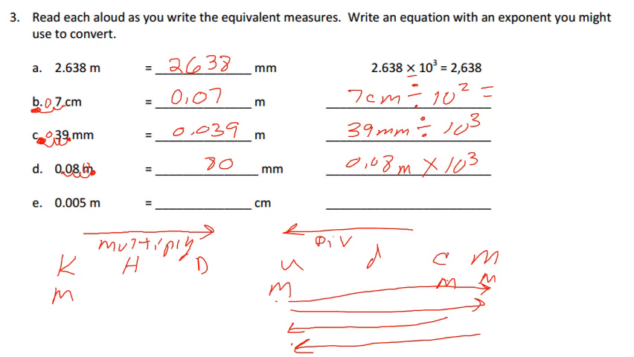Our last one, 0.005. We're going from meters to centimeters. So that's a multiplication going left to right. And the difference between meters and centimeters is 2. So it's going to be 10 to the second. So we come back over here, and we know we're going to go 1, 2. So we end up with 0.5 centimeters.